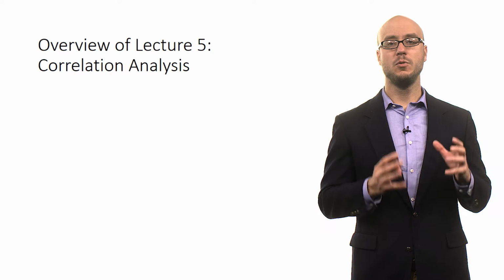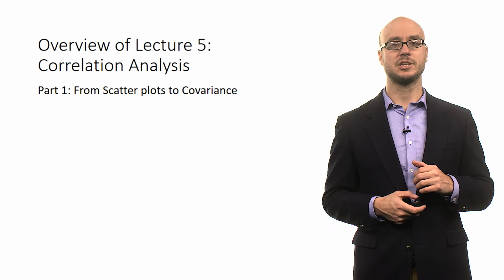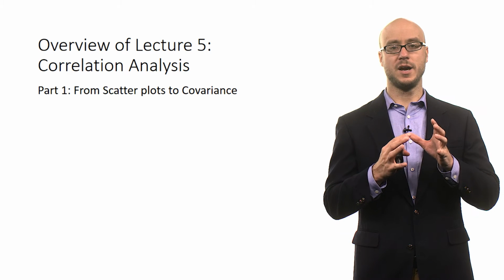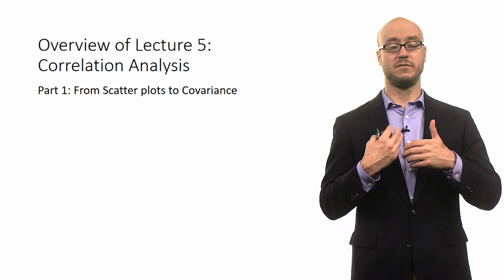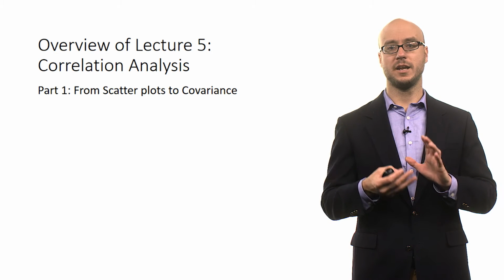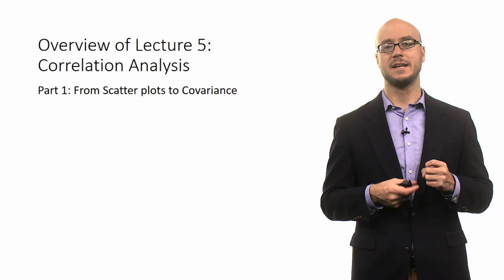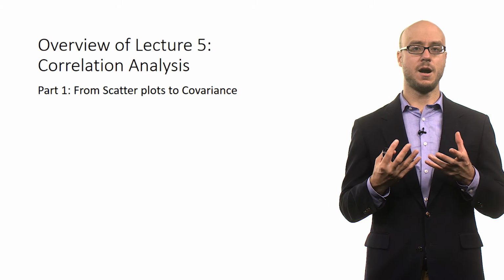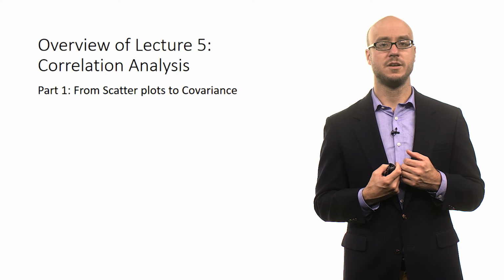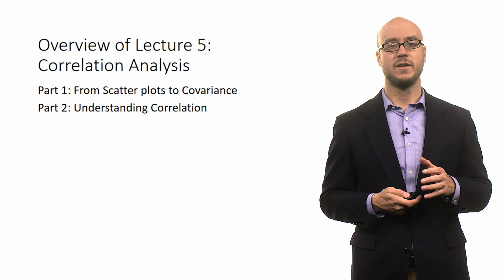So we're going to cover a few major topics in this lecture. We're going to look at scatter plots and how scatter plots can tell us, at least visually, an intuitive understanding about whether two numerical variables are related, and that's going to lead us to a discussion on a very commonly used measure of association for two numerical variables known as covariance.